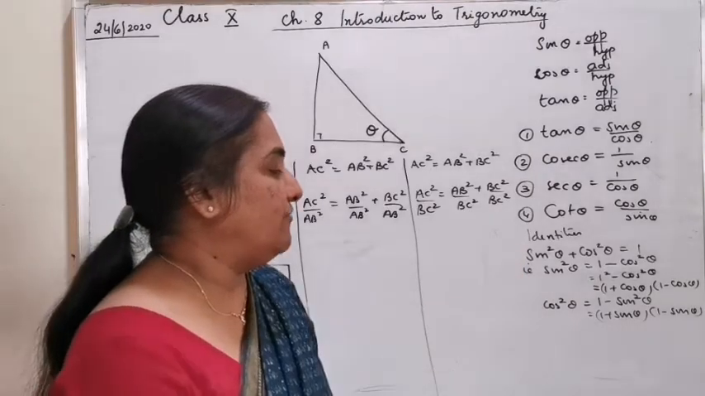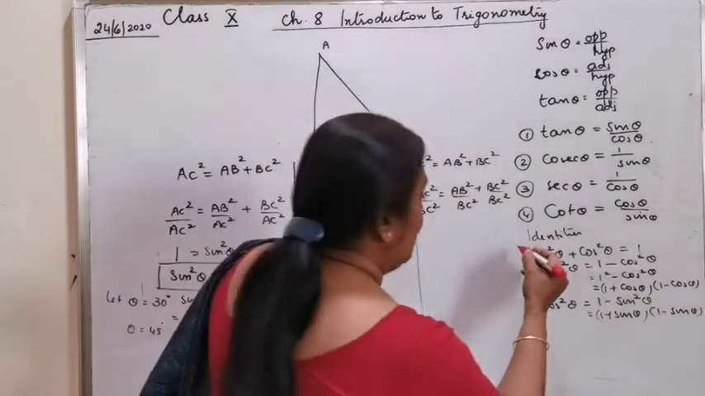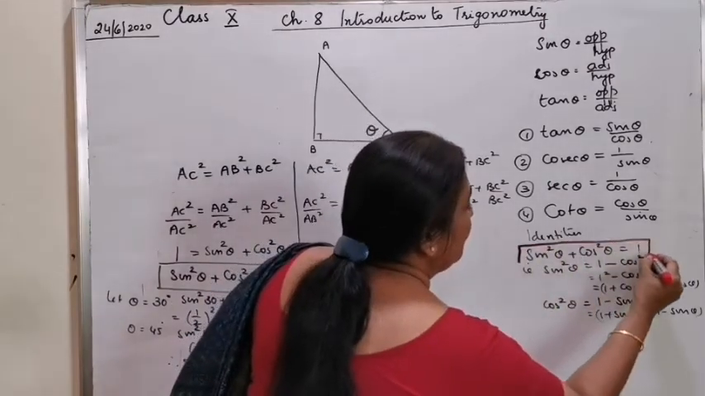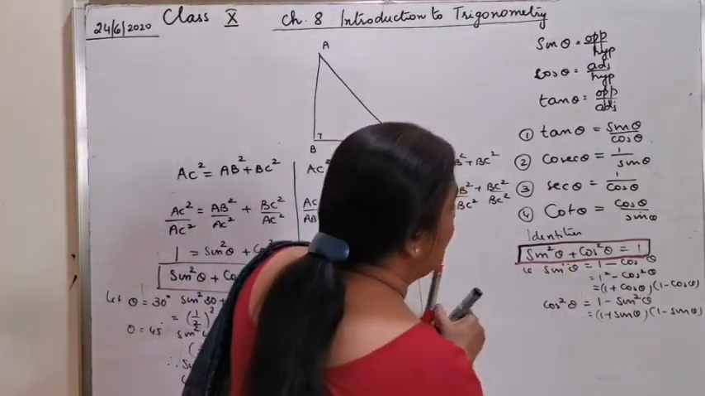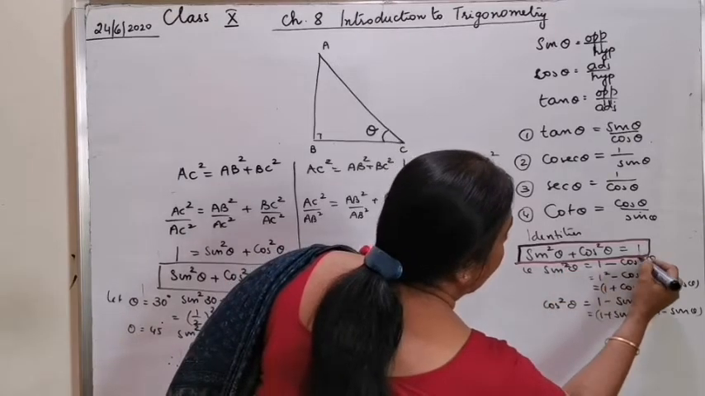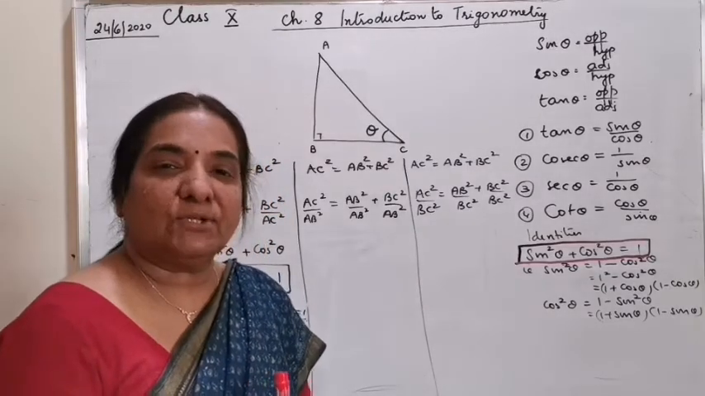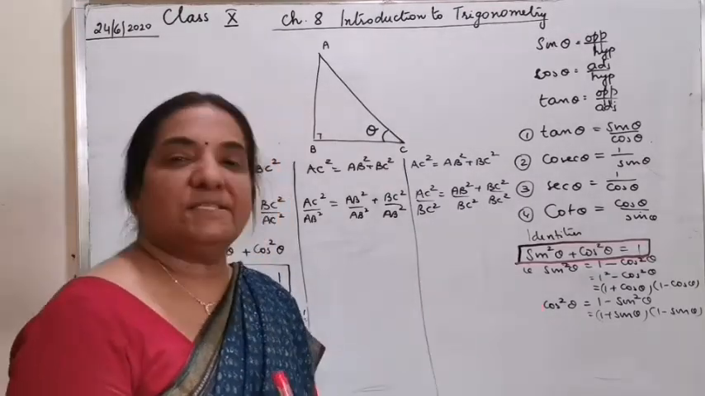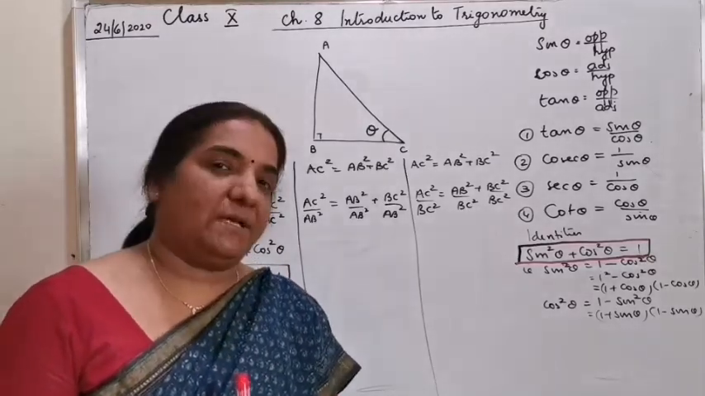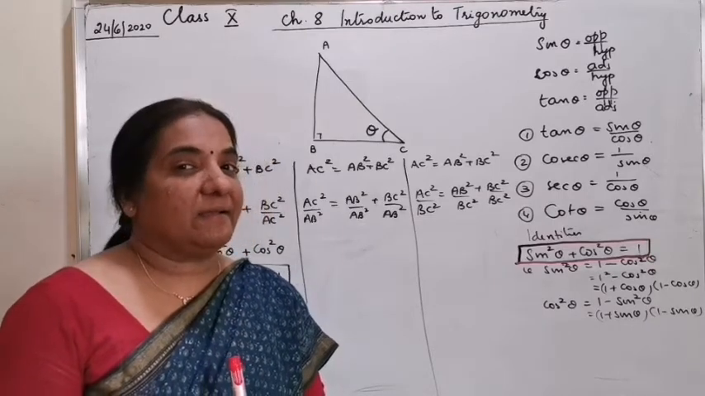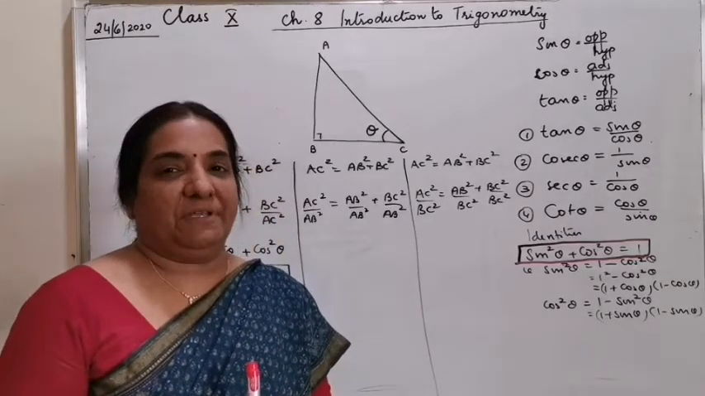Based on the first identity, sin square theta plus cos square theta is equal to 1. The following results: sin square theta is equal to 1 minus cos square theta, which is the same as 1 plus cos theta into 1 minus cos theta, and cos square theta is equal to 1 minus sin square theta, which is the same as 1 plus sin theta into 1 minus sin theta. These are derived like you were deriving corollaries in geometry.